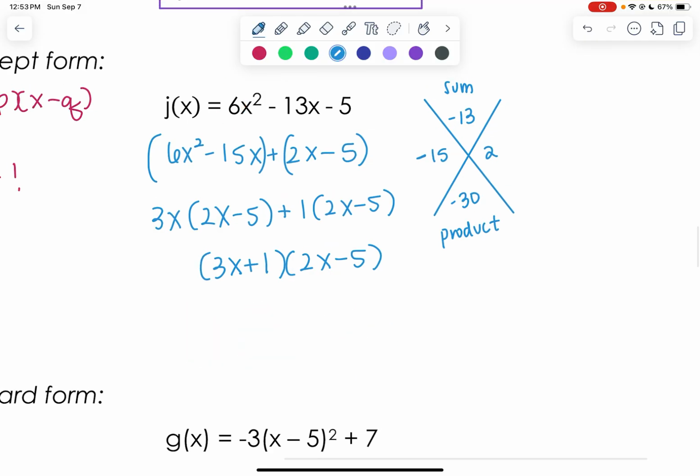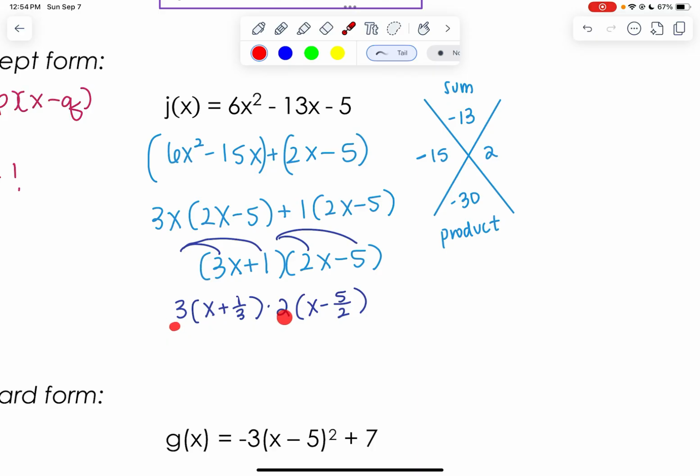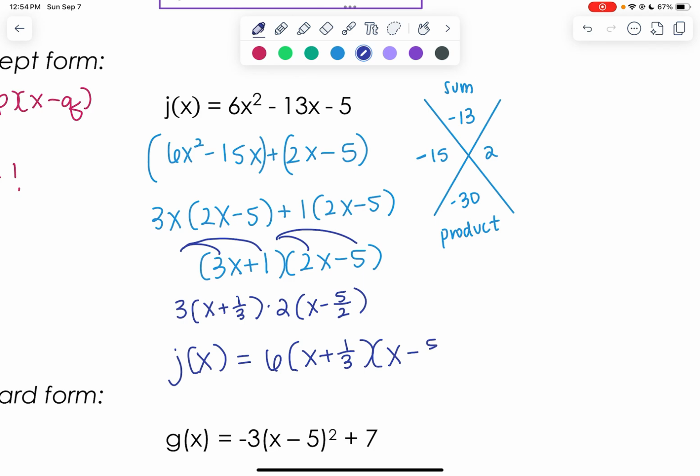So this one, I'm going to have to factor out twice. I have to factor 3 out of the first half. So that would give you 3 times x plus 1/3. But then the 2 was out of the second half. So if I take 2 out of the second half, factor out that 2, then I'm left with x minus 5 over 2. And now that's where I get that 6 from, and now these are in the right format. So j of x equals 6 times x plus 1/3 times x minus 5 halves.